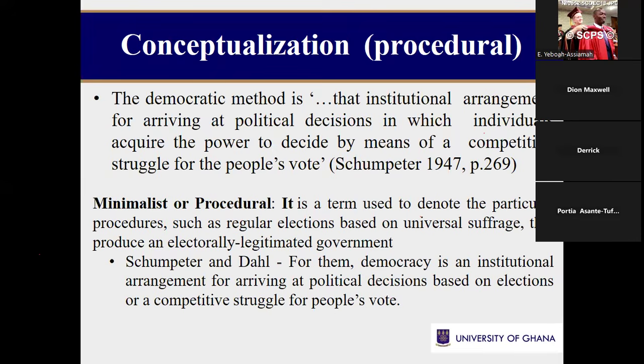Now for Robert Dahl and then Schumpeter, democracy is an institutional arrangement for arriving at political decisions based on elections or a competitive struggle for people's votes. That is the minimalist approach. Once you meet this threshold, Schumpeter and Dahl and the earlier scholars, well, you have met the threshold to be called a democracy. But we have also moved on to other meaningful conceptualization.